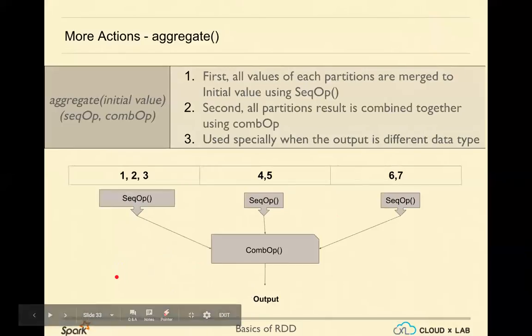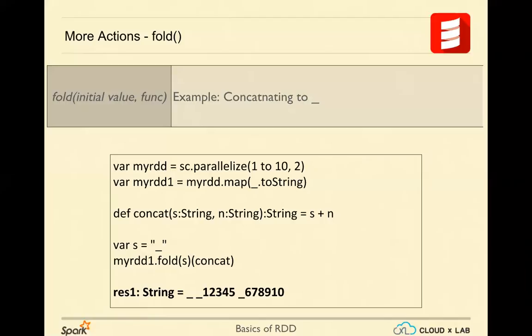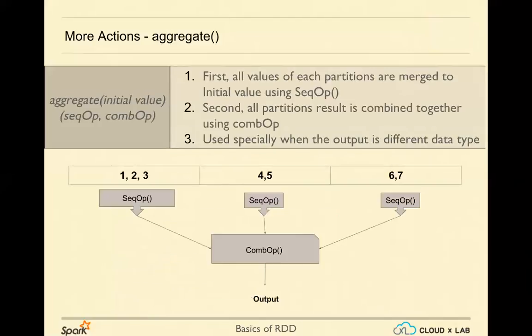All right. Similar to the previous one, a little bit more sophisticated version of fold, we have aggregate. Aggregate is a far more sophisticated version. What aggregate does is it goes one step further. It lets you define three things. First, the initial value. Second, the sequential operation. Third is the combination operation.